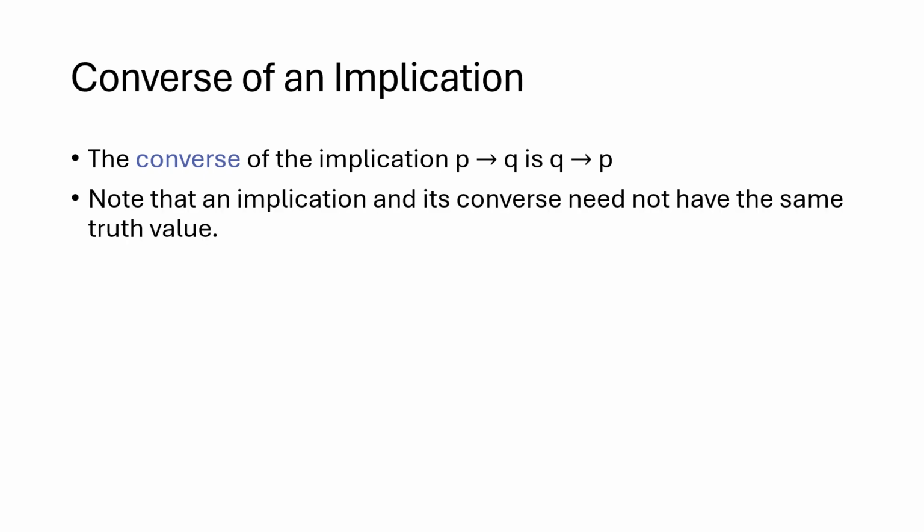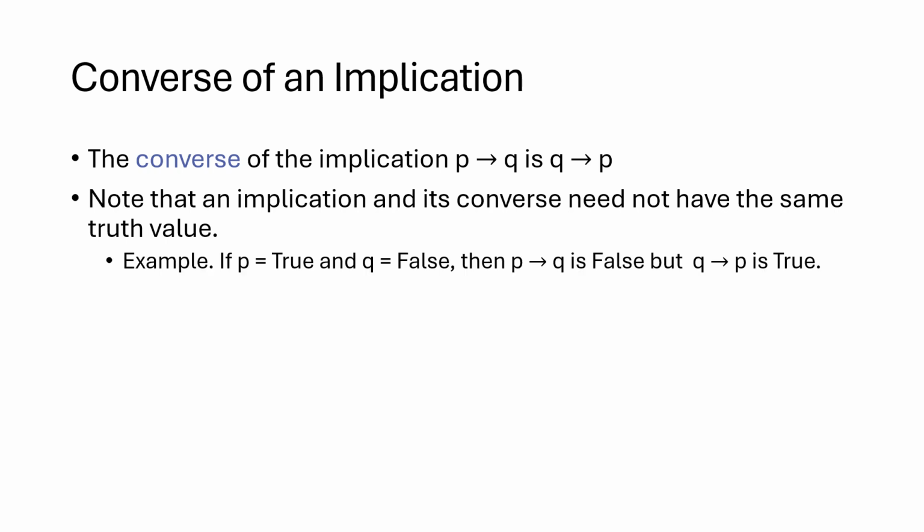Now, if you think about it, and you don't need to know logic for this, if you think about your everyday use of conditional statements, if you converse the statement, and instead of saying if P then Q, you say if Q then P, then the new implication means something completely different. Now, in logic, when we talk about the meaning of a proposition, what it means is the truth value of that proposition. So basically what we are saying here is that the truth value of an implication and its converse may not be the same.